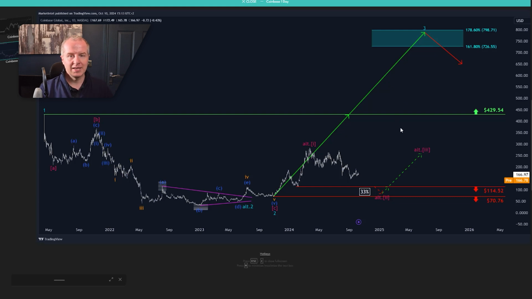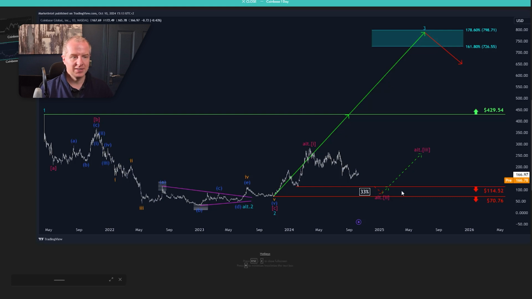Now the critical level here on this long-term chart is $430. So we need to get above that level, which is pretty much the beginning of the chart, what we're labeling here as blue wave 1. Getting above that level could then eventually take us into that target area around the 161.8 extension to 178.6 extension. Long-term targets here, I mean, $700, $800 plus would be not unexpected on a chart like that. At the moment, we're trading around $167.